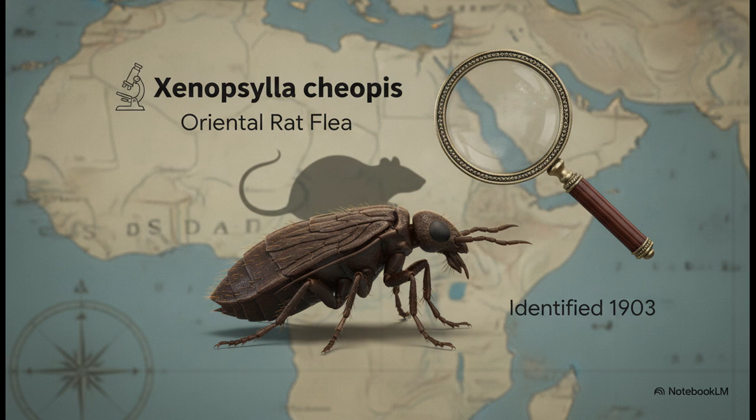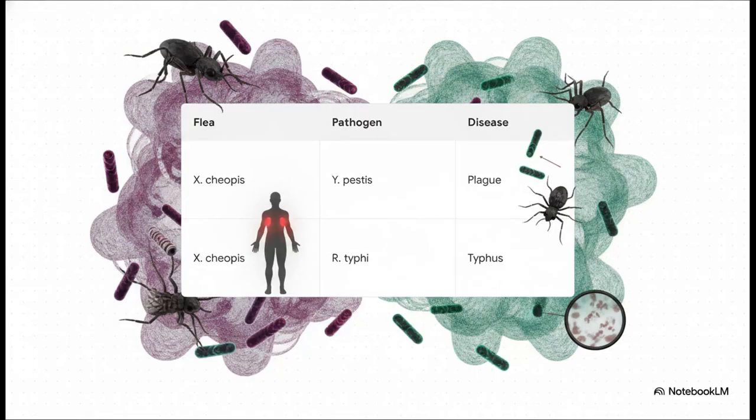This specific flea is uniquely adapted to thrive on rodents, especially rats, which, as we know, love to live in super close proximity to humans. The Oriental rat flea is incredibly dangerous because of the specific pathogens it carries around. Most notably, it acts as a primary vector for Yersinia pestis, the bacterium responsible for the bubonic plague, and Rickettsia typhi, which causes murine typhus.